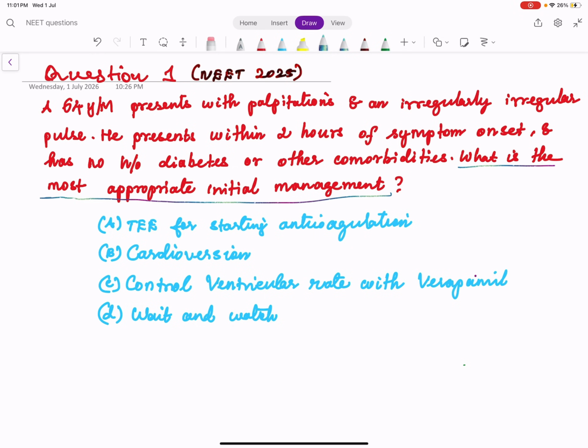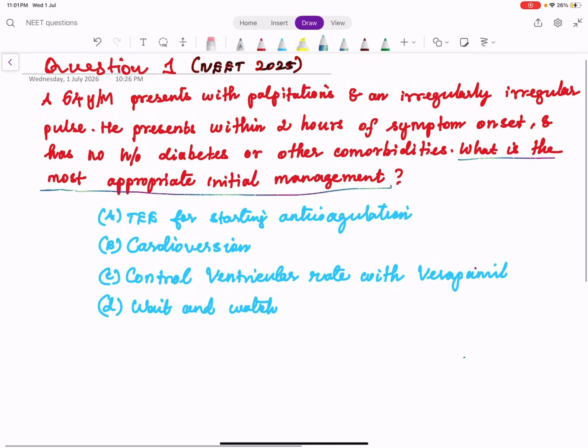So we have to read the first 3 lines to find out what is the diagnosis, and we have to think of the management. A 64 years old male presents with palpitation and an irregular pulse. He presents within 2 hours of symptom onset and has no history of diabetes or any other comorbidities. So let us decode this question one by one. A patient is presenting with palpitations. The clue given here is he has irregular pulse.